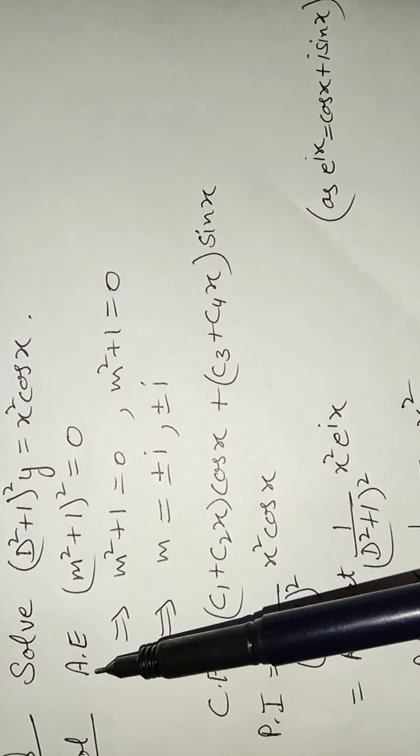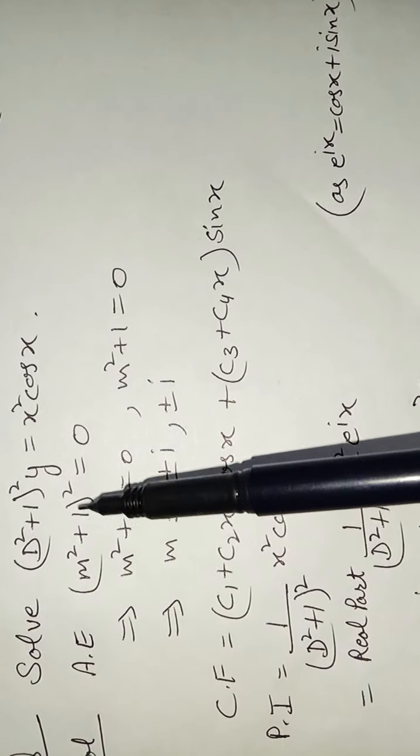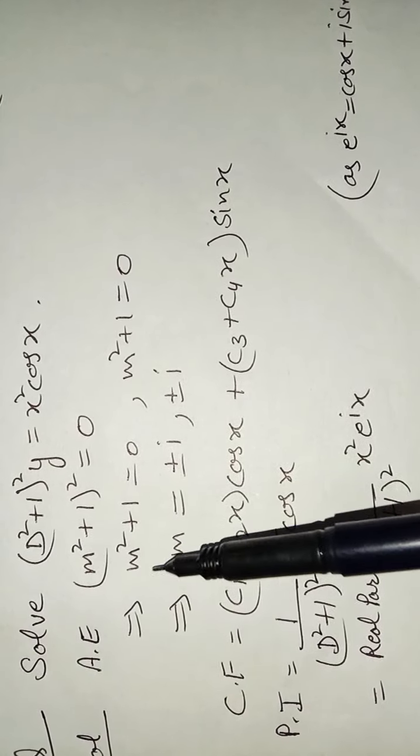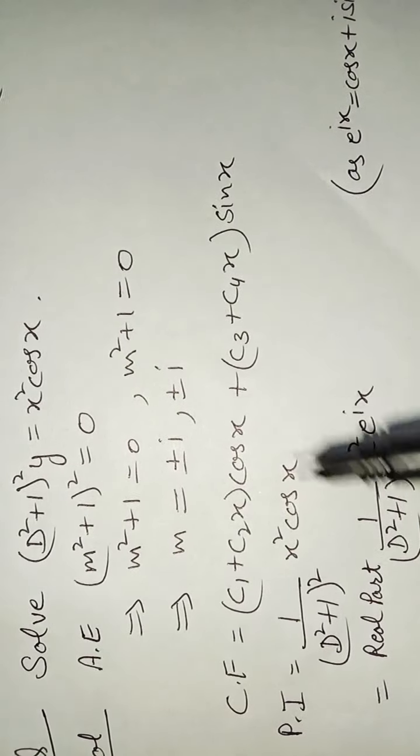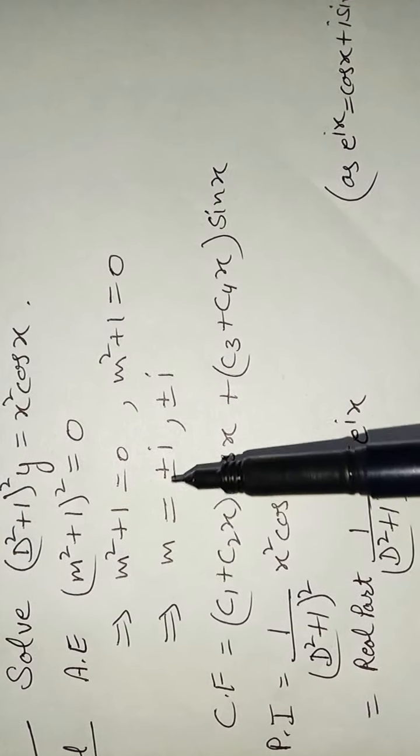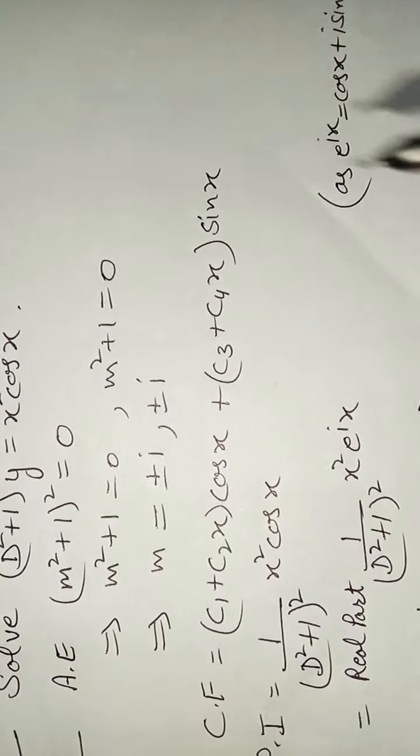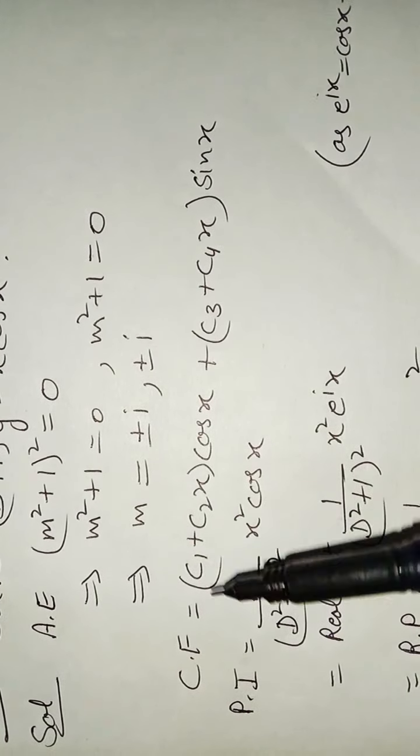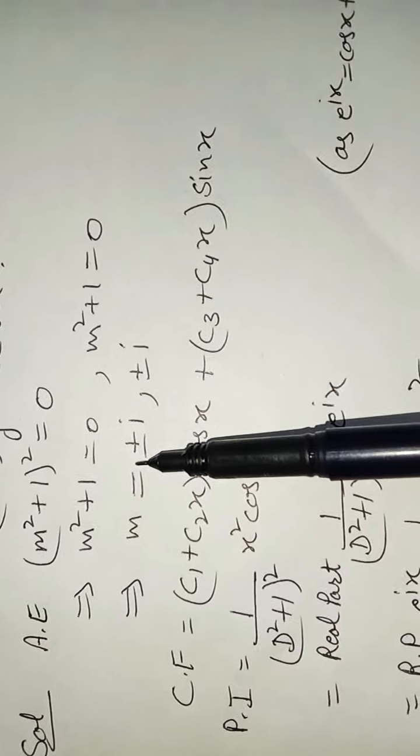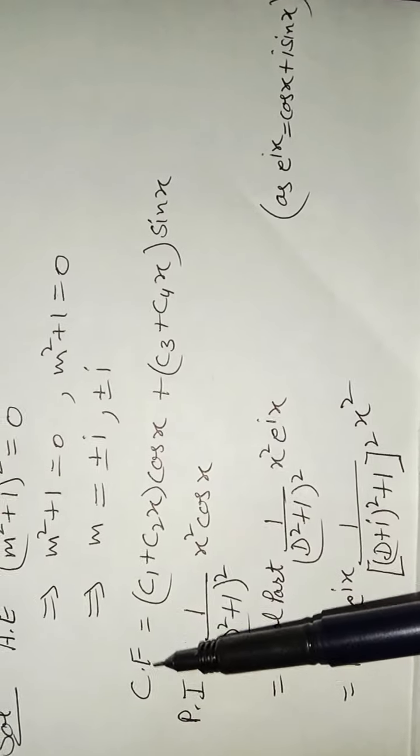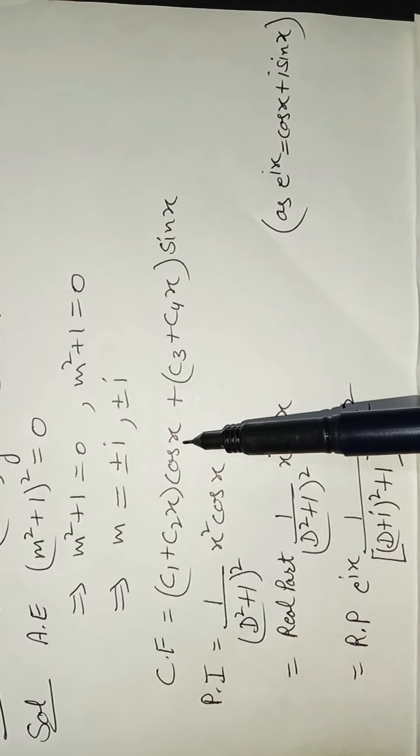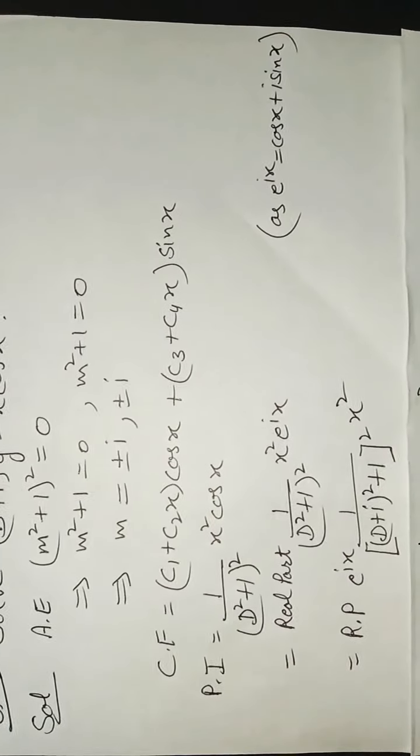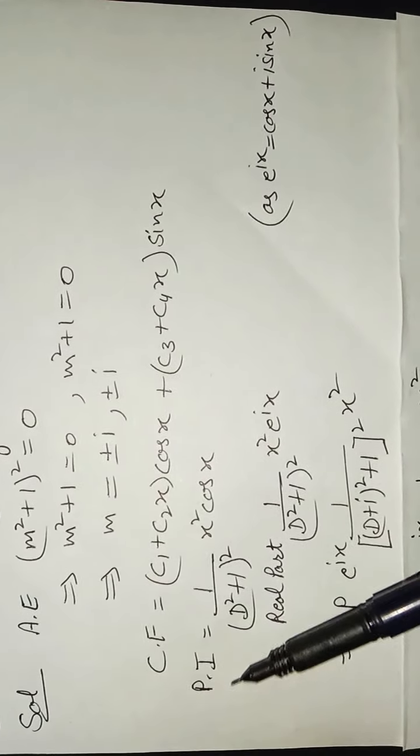So let's see. The auxiliary equation for this problem is again m squared plus 1 whole square is equal to 0. So there are two equal roots, m squared plus 1 is 0, m squared plus 1 is 0. So the two equal roots are m is equal to plus minus iota. So the complementary function, there are two equal and complex roots with real part as 0. So the complementary function is (c1 plus c2 x) cos x plus (c3 plus c4 x) multiplied by sin x.